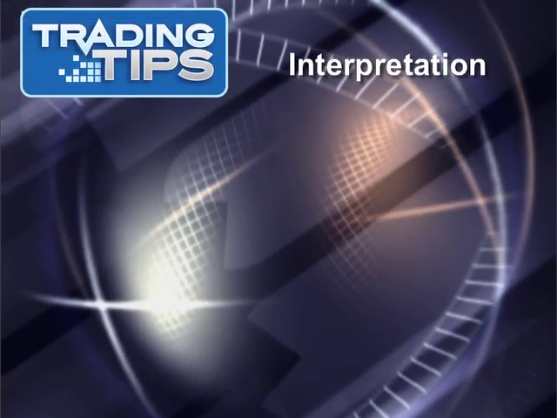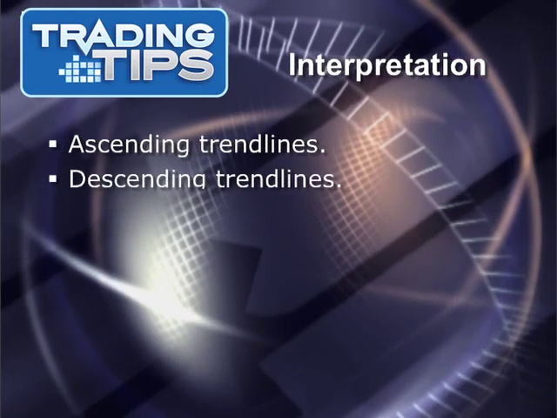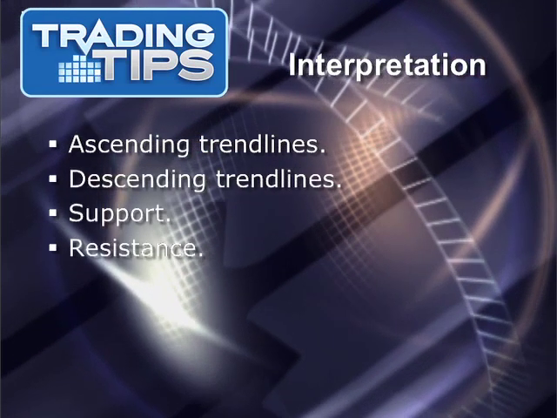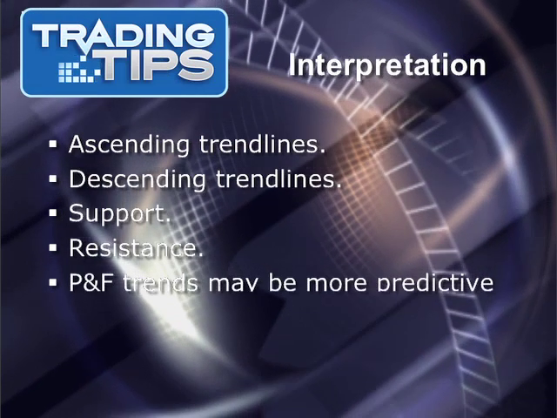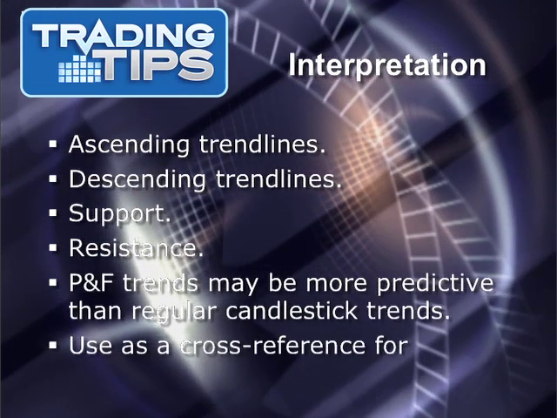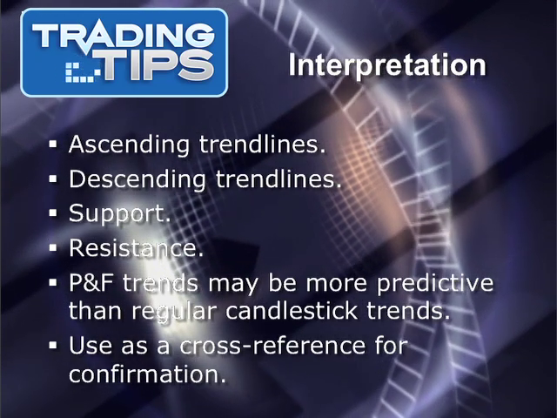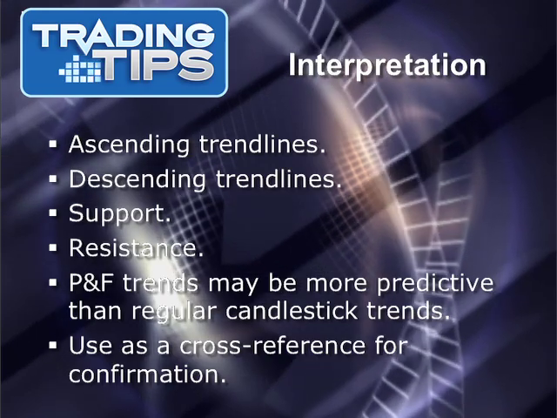So here's how we can use point and figure charts. The important things to look for are trend lines, both ascending and descending, and support and resistance levels. An argument can be made that these lines are more reflective of supply and demand than traditional charts. Certainly, cross-referencing these charts with traditional candlesticks is a great way for identifying the best stocks to buy or sell short.